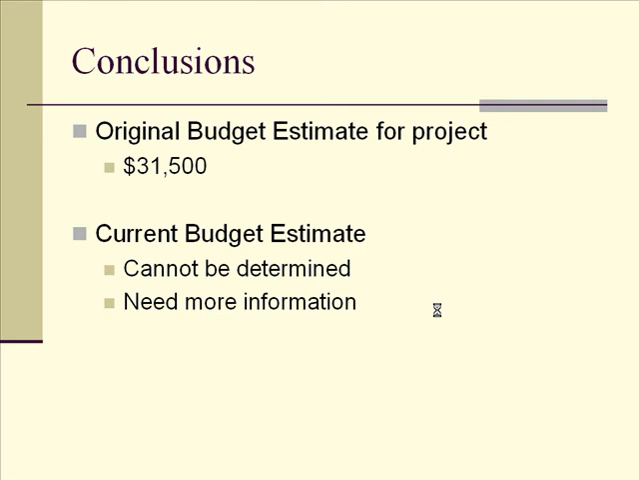By adding up all of the estimated costs, the original project budget estimate came out to be $31,500. However, with just the information provided in the problem, the current budget estimate for the project cannot be determined. There is not enough information, as it would need to be known how much has already been spent on the project.